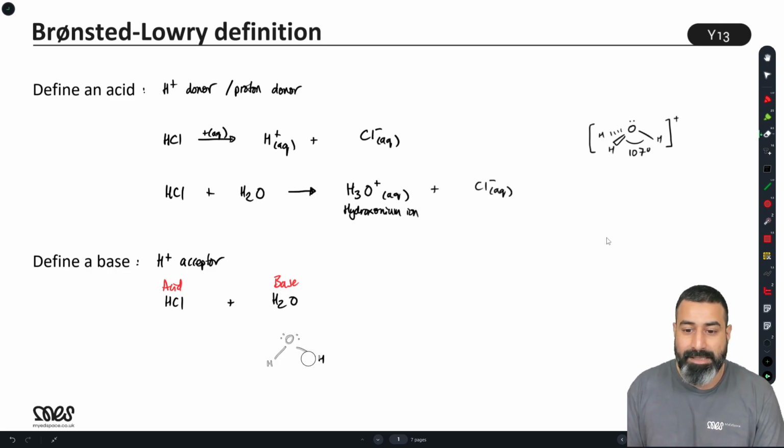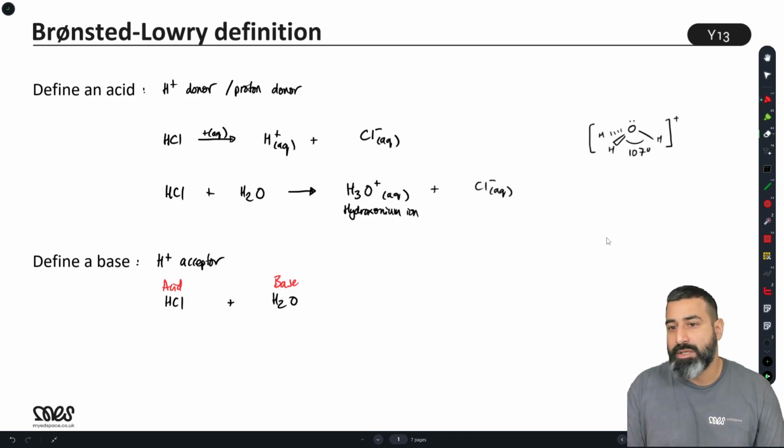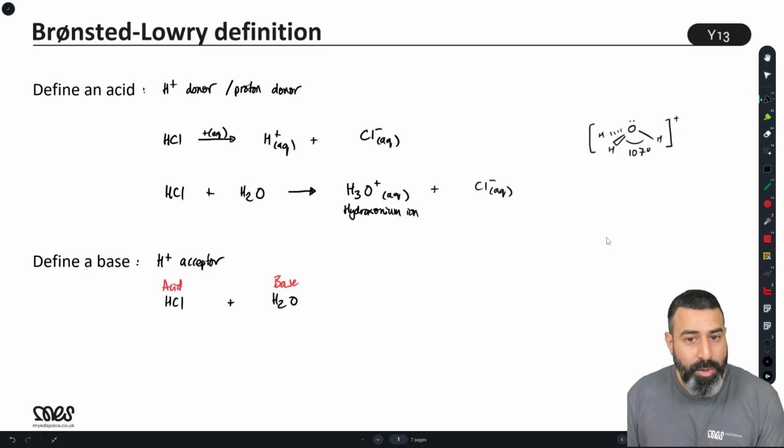And it is as simple as that. When you're doing acid-base questions, follow the proton. That's all we're doing. Whoever loses it, that's the acid. Whoever gains it, that's the base.